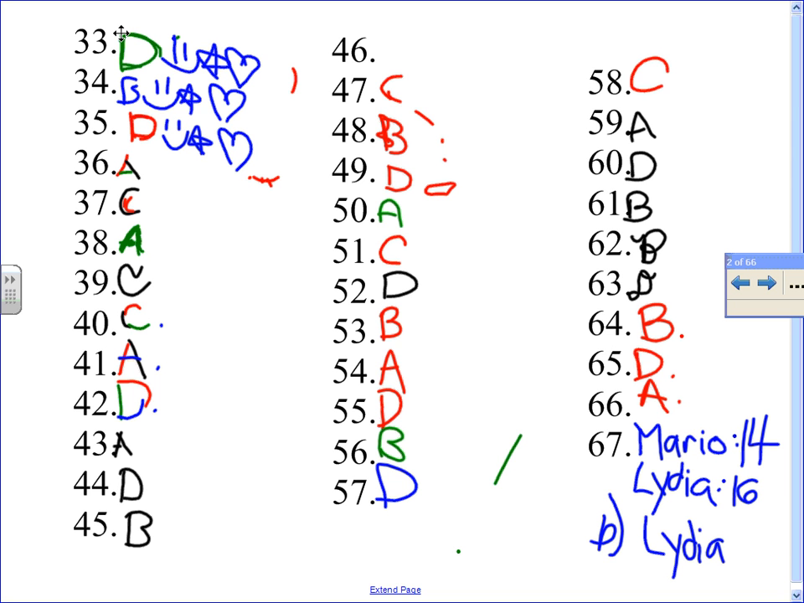Okay. 43 is not right. I shouldn't have spoken too soon. 44 is D. 45 is not right. 46 is not there. It should be D.